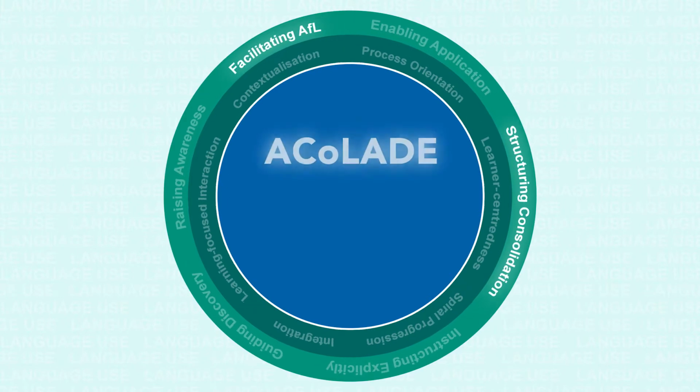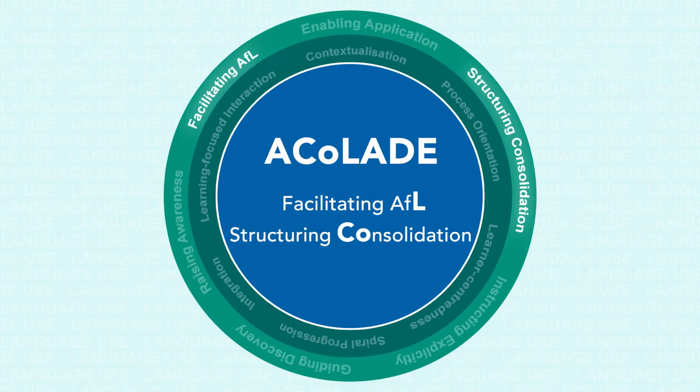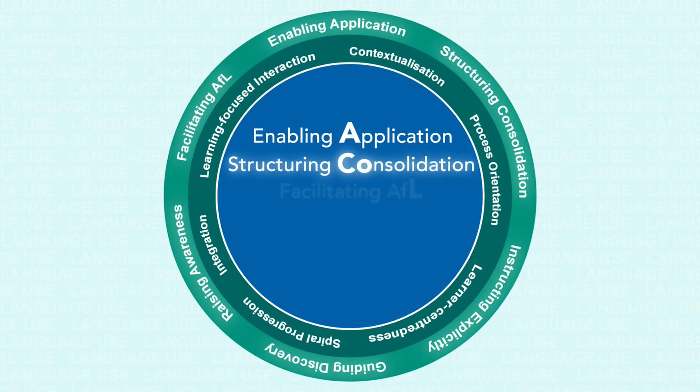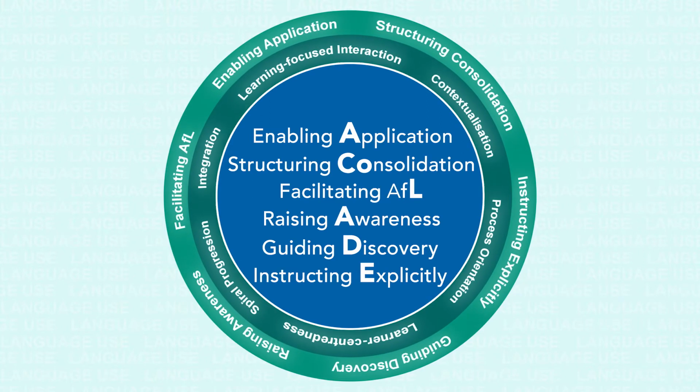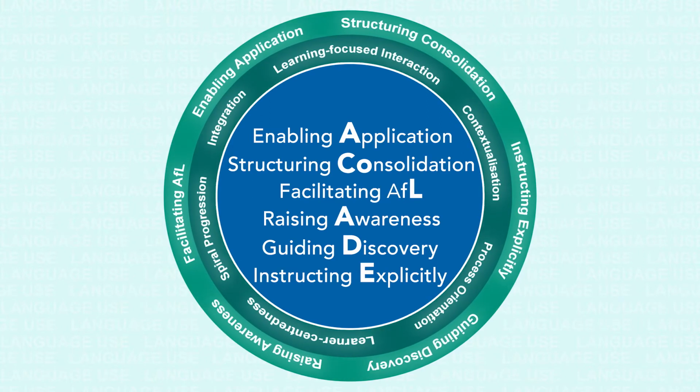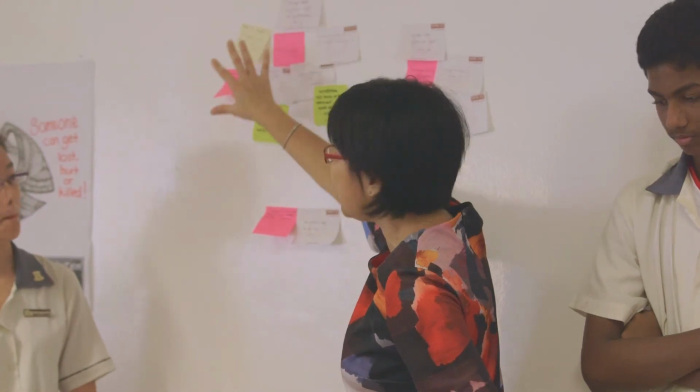You've just been introduced to facilitating AFL and structuring consolidation. They are two of the 6 teaching processes of ACoLADE. Together with the 6 principles of EL teaching and learning, or CLLIPS, they are used by teachers in making decisions about teaching for learning in the EL classroom.